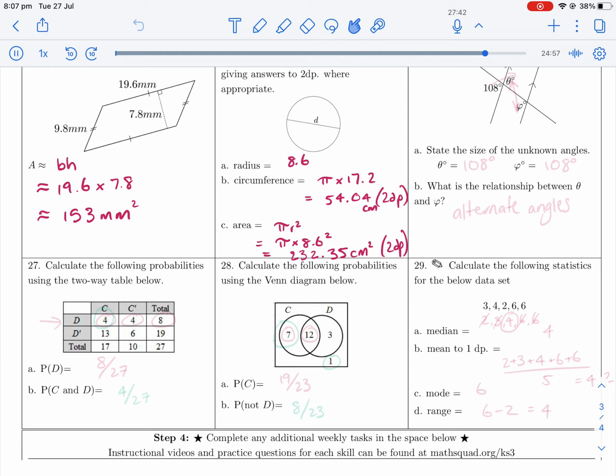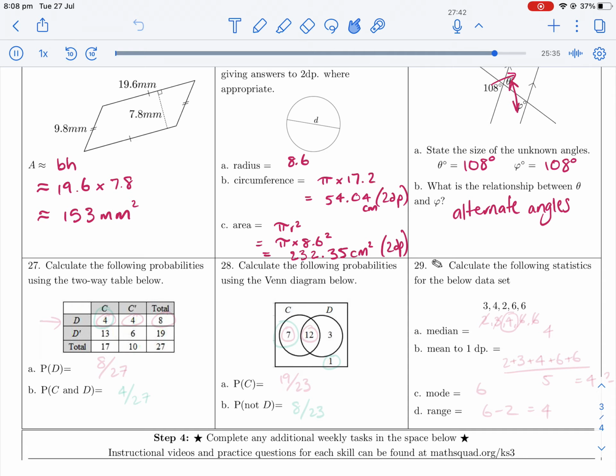State the size of theta. Well, theta also equals 108 degrees, as does our next value. And these two angles we call alternate angles. We will be having a look at that in our next topic, after area, volume, and Pythagoras.